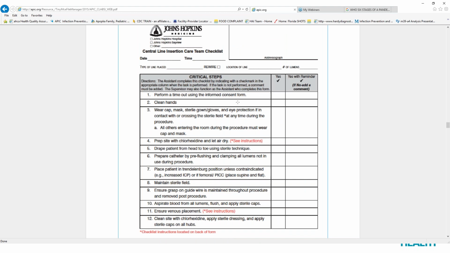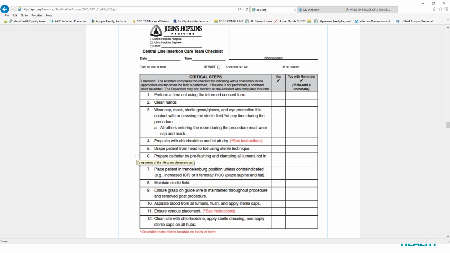So performing a timeout using the informed consent form, cleaning hands or performing hand hygiene, wearing your cap, mask, sterile gown and gloves, eye protection if in contact with or crossing the sterile field at any time during the procedure. And all others entering the room during the procedure must wear a cap and mask. And this all seems so easy and so simple, but I cannot tell you how many times I've been watching a PICC line insertion and the nurse will be doing her job magnificently, just doing a magnificent job, but then someone will come in, not perform hand hygiene and start to don sterile gowns, sterile gloves.